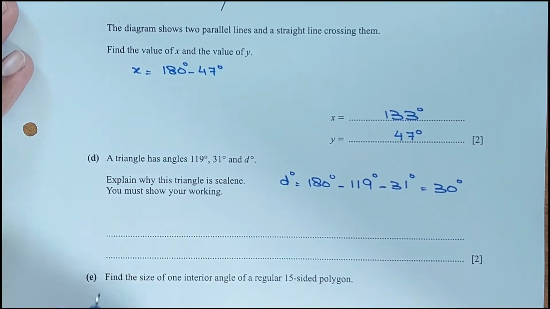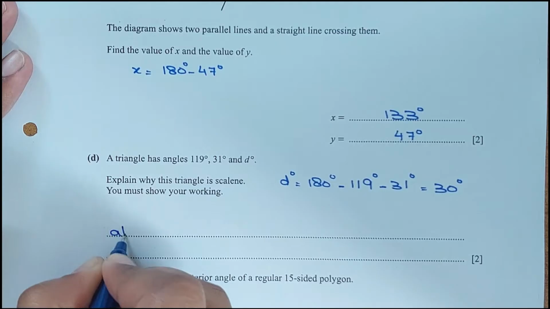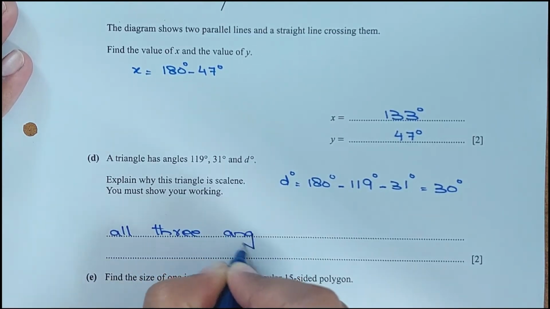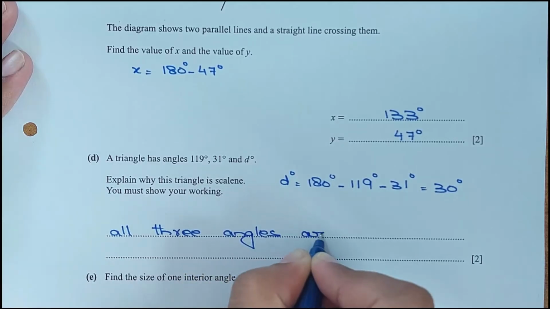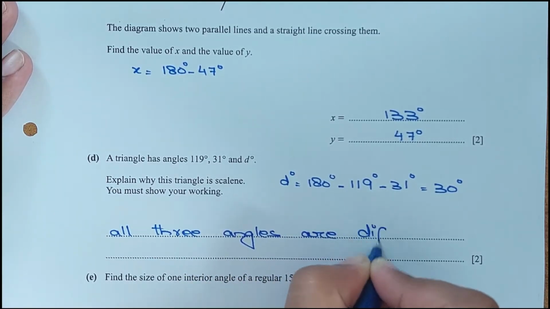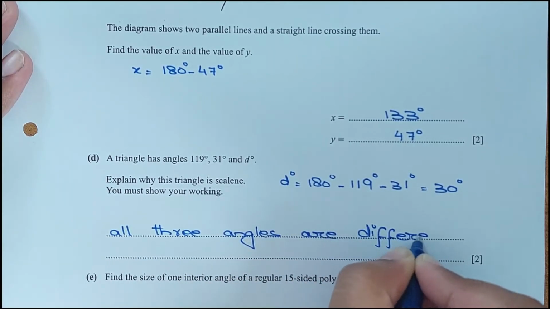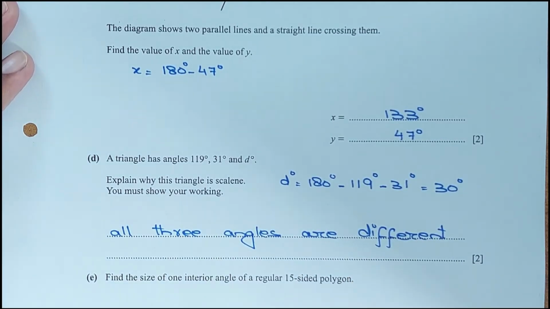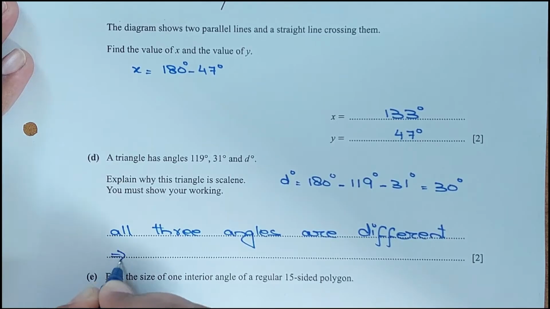Okay, so we can say that all three angles are different: 119, 31 and 30. So all three angles are different. This implies the triangle is a scalene triangle.